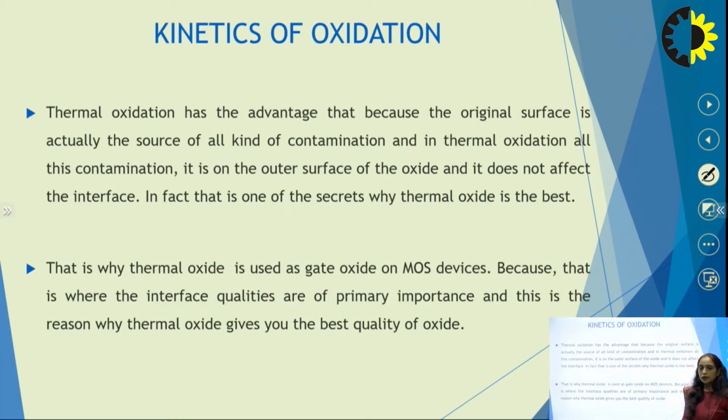Now this thermal oxidation has the advantage because we know that your original surface is the source of all the contamination, and in the case of thermal oxidation, all this contamination will remain on the outside, and we have the oxide layer below that, which is free from contamination. That is why thermal oxidation is used as a gate oxide, because that is where the interface qualities are of primary importance, and this is the reason why thermal oxidation gives you the best quality oxide.